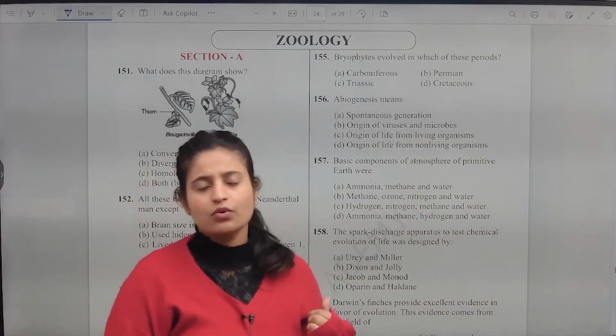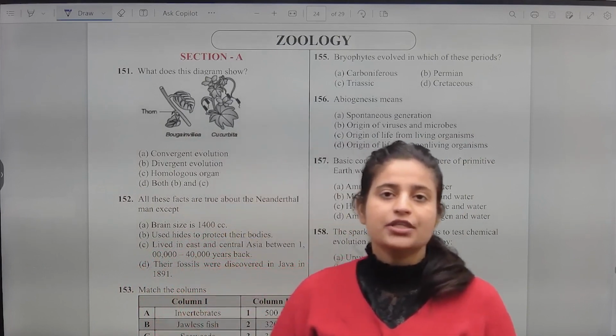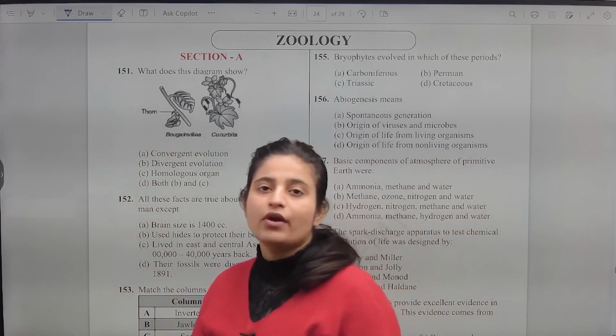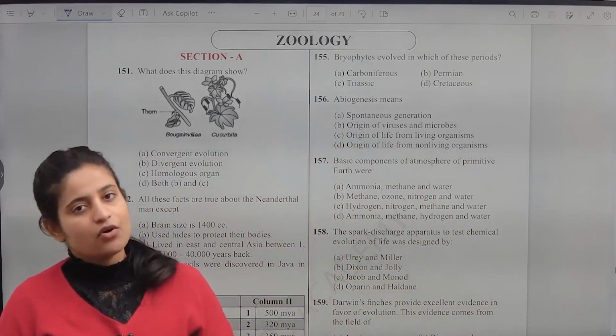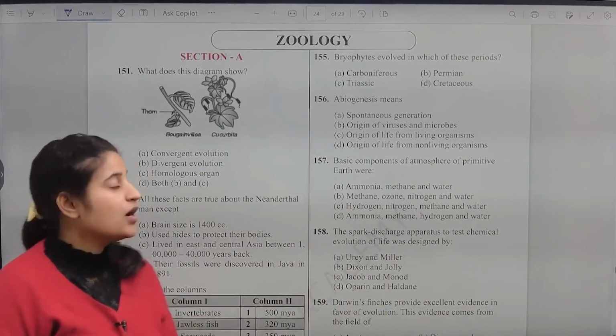If you know, this diagram is also given in your NCERT, in which they are showing the homologous organs. First of all, what are homologous organs? Those organs in which their origin is the same but their function is different. Yes or no?